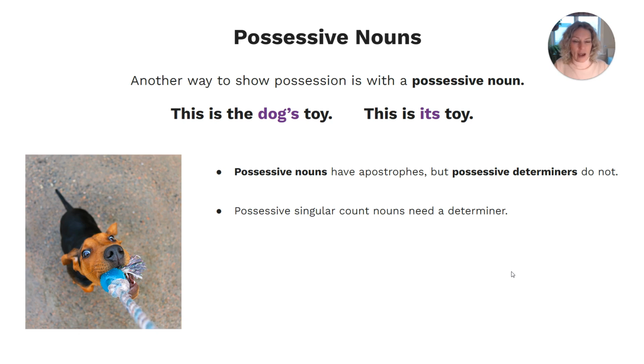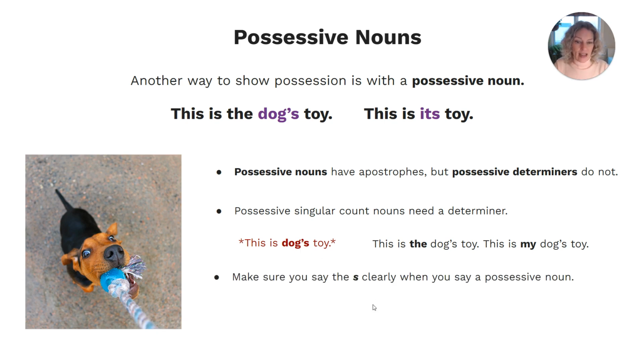Possessive singular count nouns need a determiner. So you can't just say, this is dog's toy, because dog is a singular count noun, and singular count nouns must have a determiner. So you could say something like, this is the dog's toy, or this is my dog's toy, or this is your dog's toy. But you can't just leave a possessive noun without a determiner if it's singular.